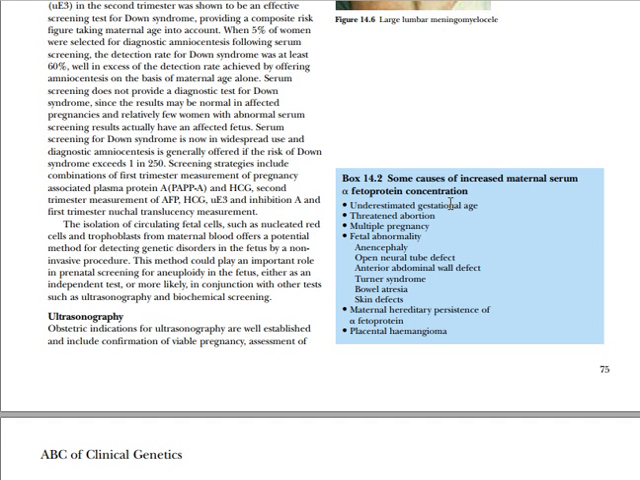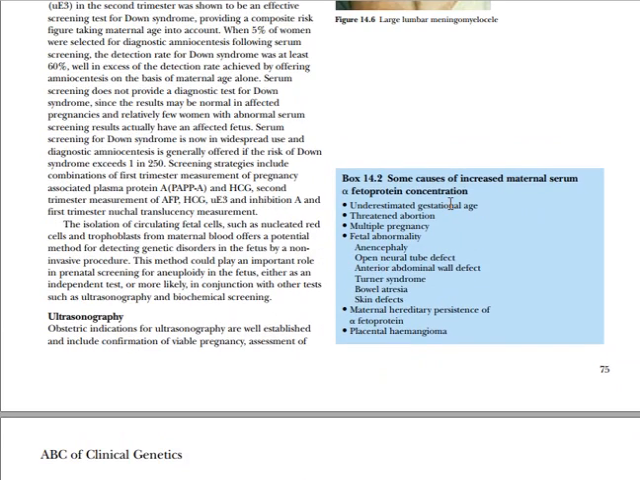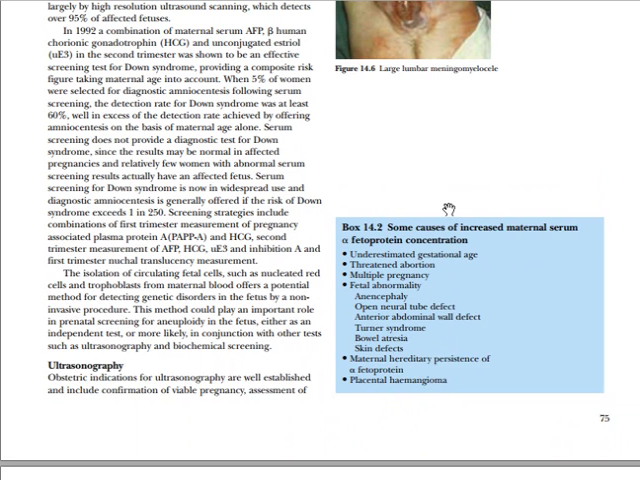Alpha fetoprotein level is high also when the labor wants to start. You have multiple pregnancy, and fetal abnormalities with high levels of alpha fetoprotein like anencephaly, open neural tube defect, Turner syndrome, bowel atresia, skin defect, and Down syndrome also have it. You have maternal hereditary persistence of alpha fetoprotein, and you have placental hemangiomas. So those are the things that cause high levels of alpha fetoprotein.